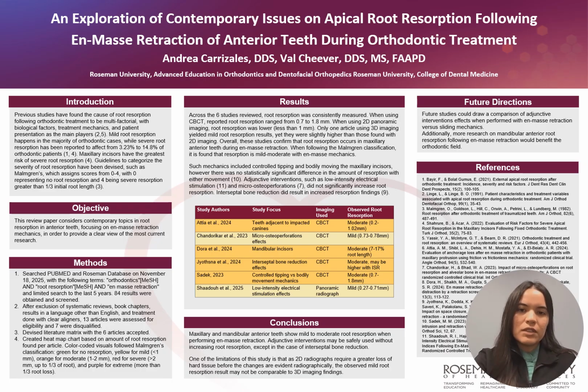As mentioned before, this table is color-coded to reflect the amount of root resorption found in each of these studies, with the orange being moderate root resorption and the yellow being mild root resorption. Conclusions: maxillary and mandibular anterior teeth show mild to moderate root resorption when performing en masse retraction. Adjunctive interventions may safely be used without increasing root resorption, except in the case of interseptal bone reduction.